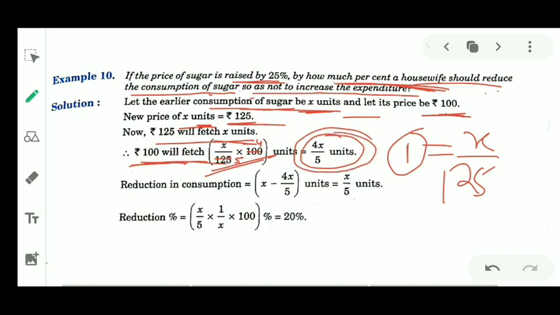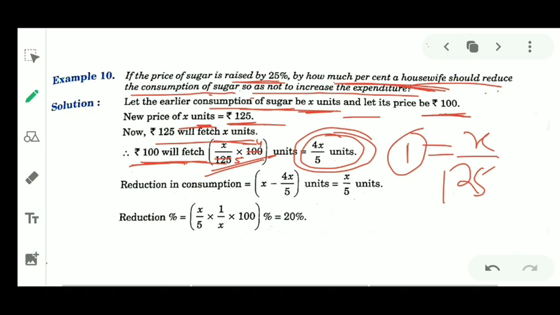Okay, so the reduction in consumption is X minus 4X by 5. Now X is what? The total, the earlier consumption.